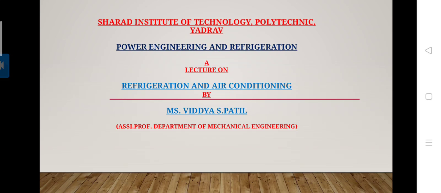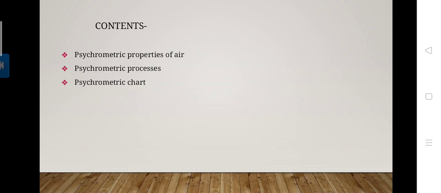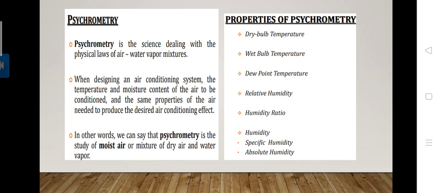Today we are going to continue our fifth unit of Refrigeration and Air Conditioning for the subject Power Engineering and Refrigeration. In this session, we are going to cover the psychrometric processes, properties of air, psychrometric processes, and psychrometric chart. Okay, we start from psychrometric properties of air.